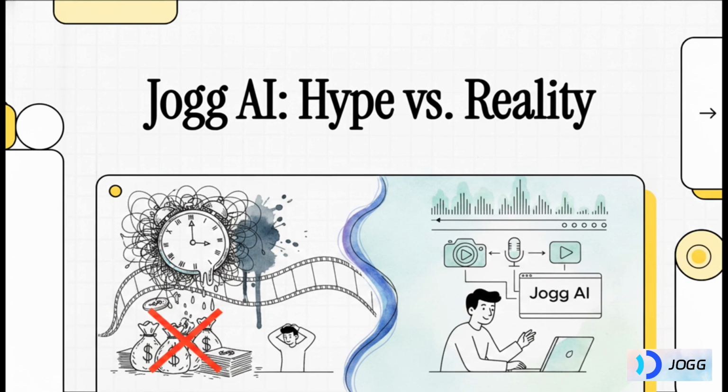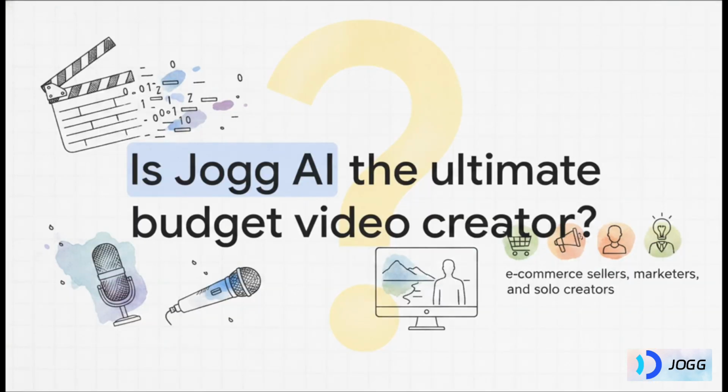Today, we're doing a comprehensive review of Jogg AI, a platform making a massive amount of noise as a potential all-in-one, budget-friendly solution for video generation. Okay, let's dive into this. The big question we're answering today is whether this bold new software can truly replace expensive studios and human actors, specifically for e-commerce sellers, marketers, and solo creators. I mean, can you literally just type some text and get a professional ad?